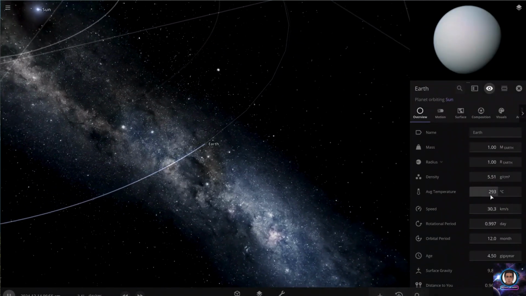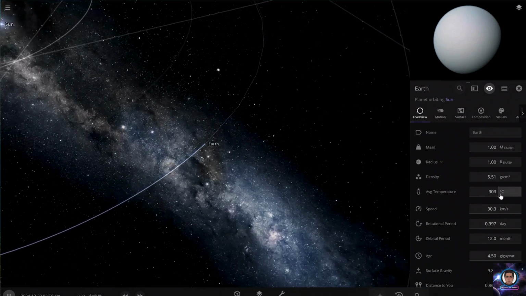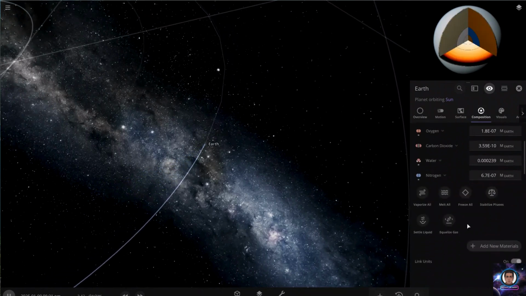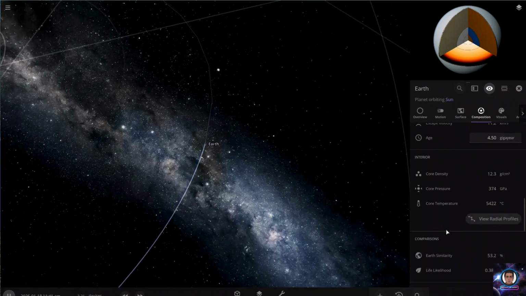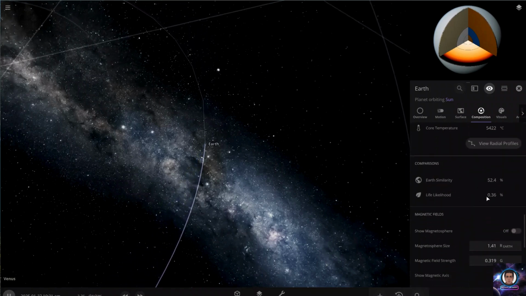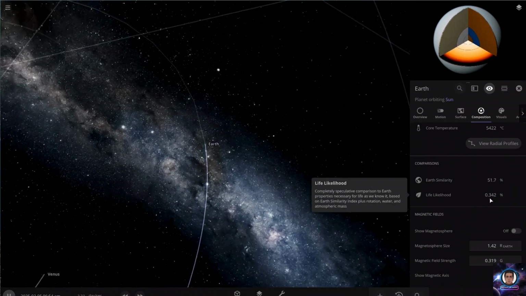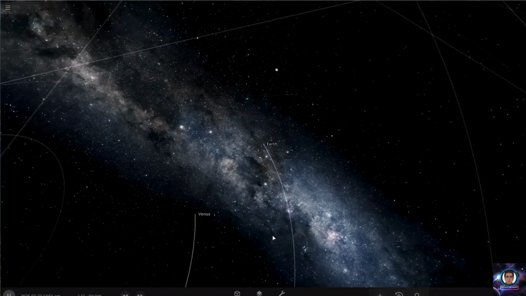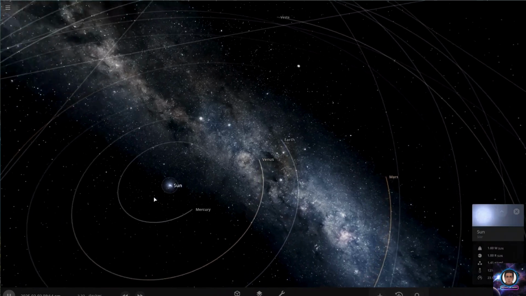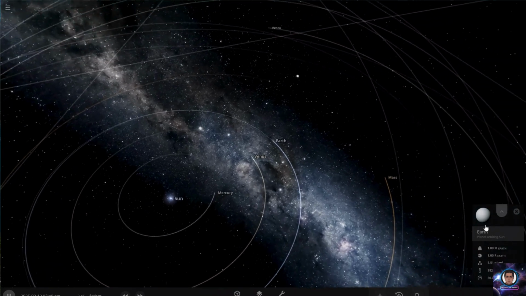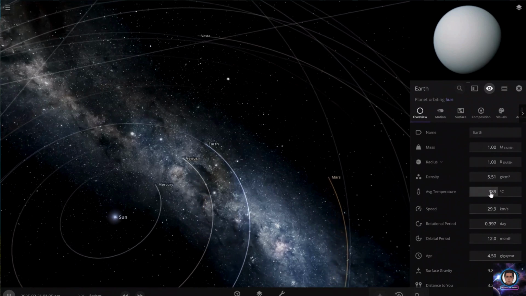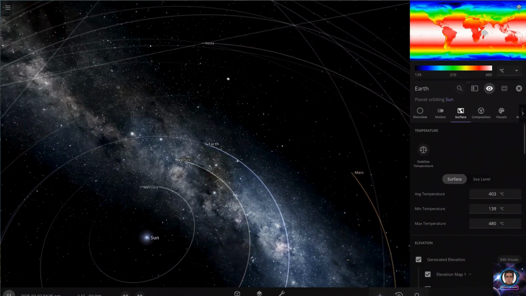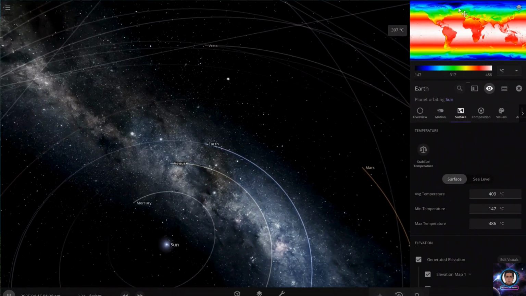If I go to, for example, the Earth, I can see the Earth's temperature also. Oh, it's being changed, it's increasing. The average temperature right now is 300 centigrade. If I go to the composition, there is a parameter which is life likelihood. You can see the life likelihood is less than 1%, so we have lost almost all the population of the world with this change. And the Earth's temperature is still increasing. It's now close to 400. You can see on the surface the temperature of all points of the Earth.